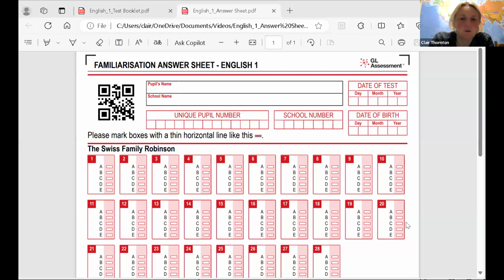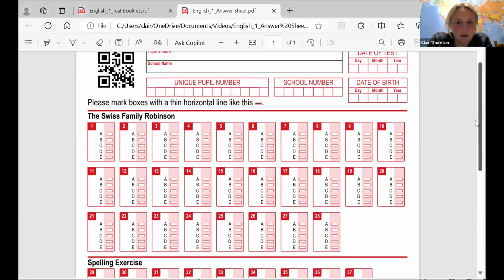Okay, so let's move back to the comprehension section and let's have a look at our answer sheet. So the answer sheet looks very much like, funnily enough, the one that we have done for the maths. And again, you're putting your line in your box. So I don't need to go over that this time because you already know what to do with this. You're putting your line simply in the correct box again.